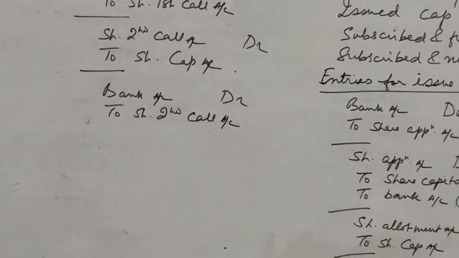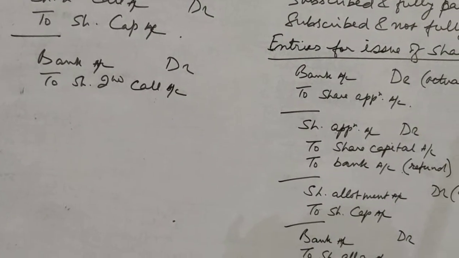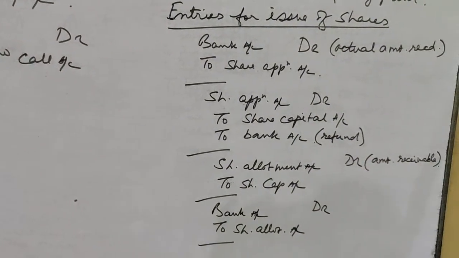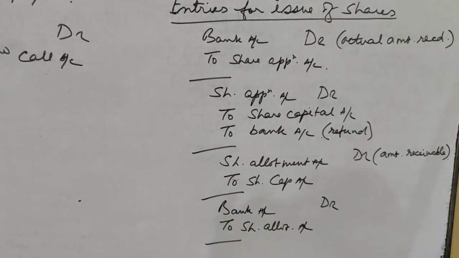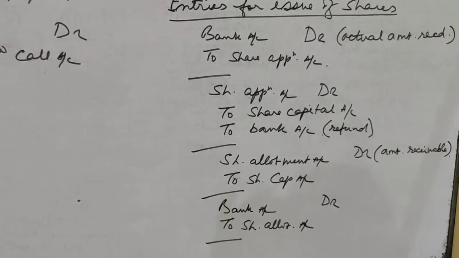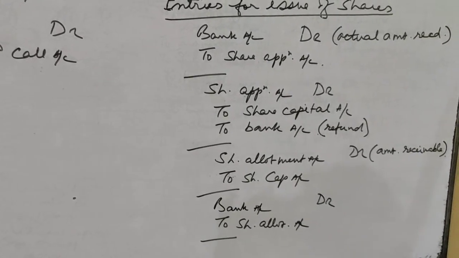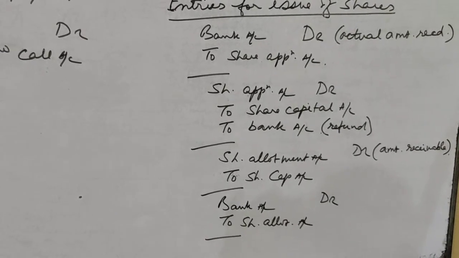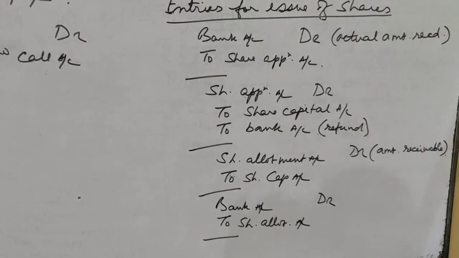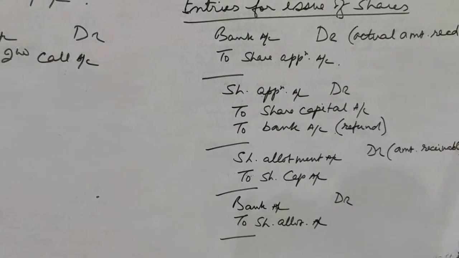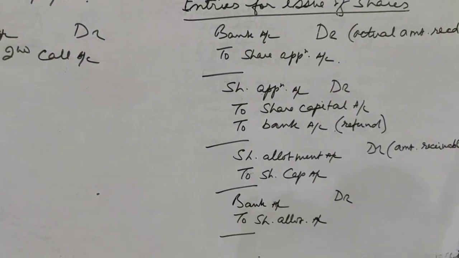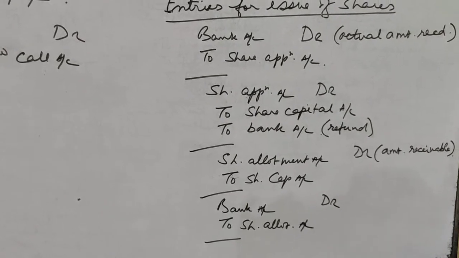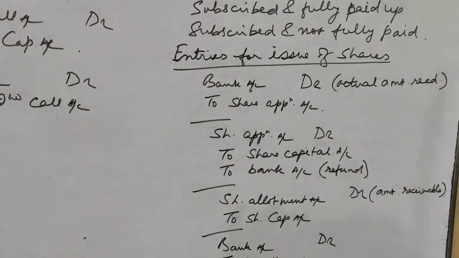And after allotment also, one more thing, after the allotment of shares is done, the entire amount of the shares must be taken within a period of 1 year. Like for example, if the allotment is done on a particular date, from that date we take 1 year. Maximum within 1 year, the entire amount, the first call, second call and final call, whatever it may be, the entire amount of the shares must be taken. So these are the journal entries for the issue of shares.